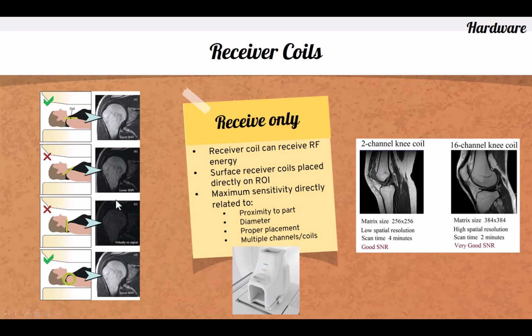And finally, multiple channels or coils. Here we have an image with a 2-channel knee coil versus a 16-channel knee coil. You can see that you have higher signal with the 16-channel knee coil, which allows you to play around with your matrix and your scan time as well.